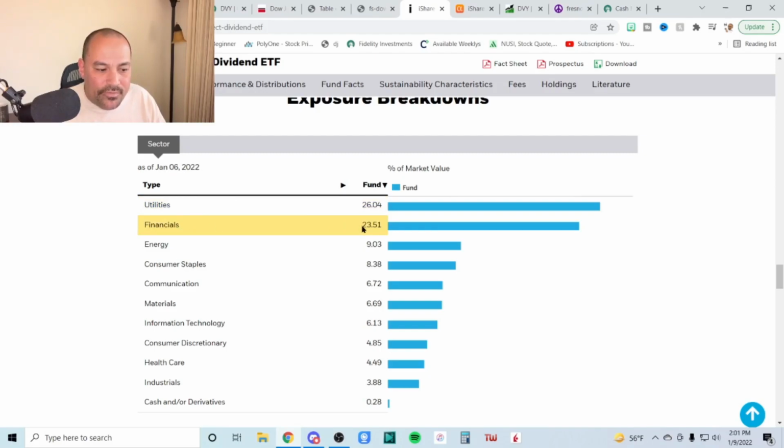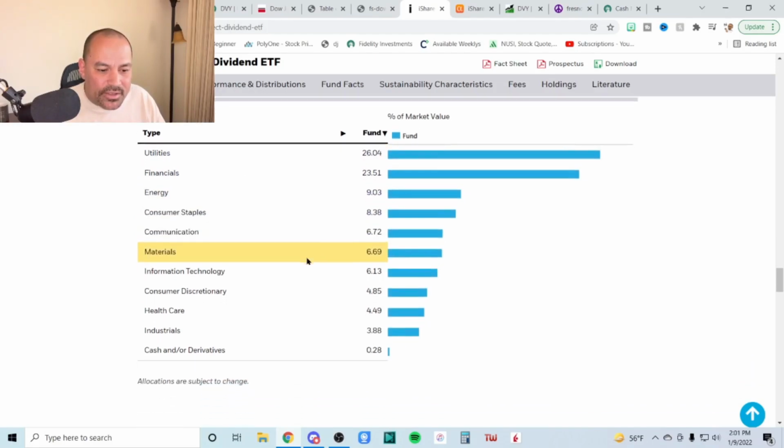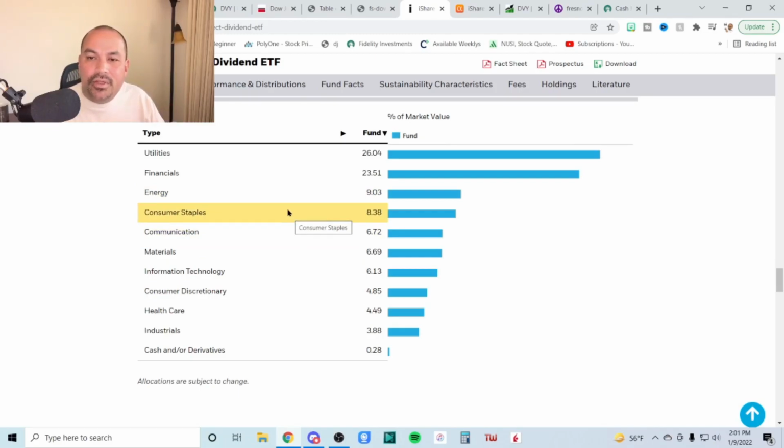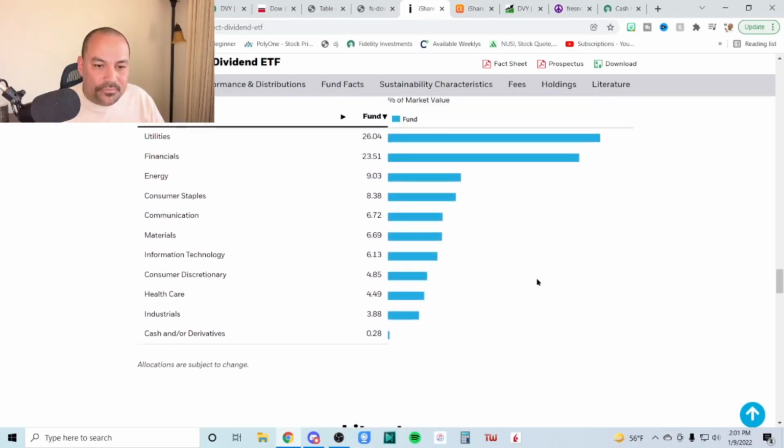Financials 23.5, energy at 9%, consumer staples at 8.3, communications 6.7, materials at 6.6, information technology only at 6, consumer discretionary 4.8, healthcare at 4.4, industrials at 3.8, and a small bit of cash. What's missing here is, like we said, real estate. So if real estate is something that you desire, you would need to look at something like VNQ on the ETF side, or invest in an individual REIT yourself.